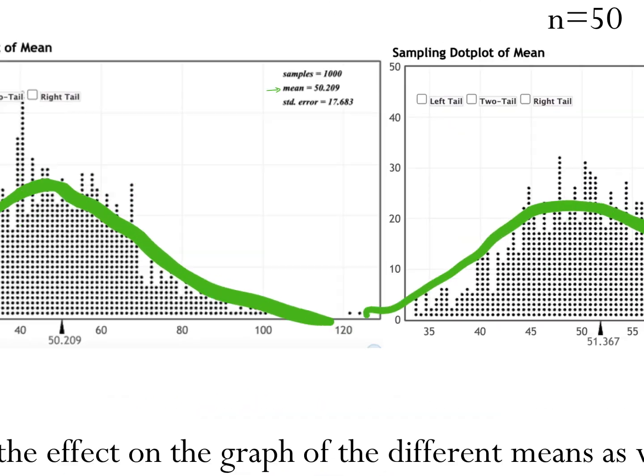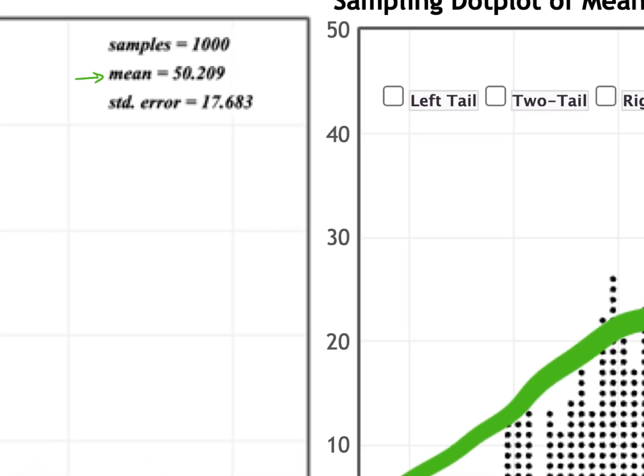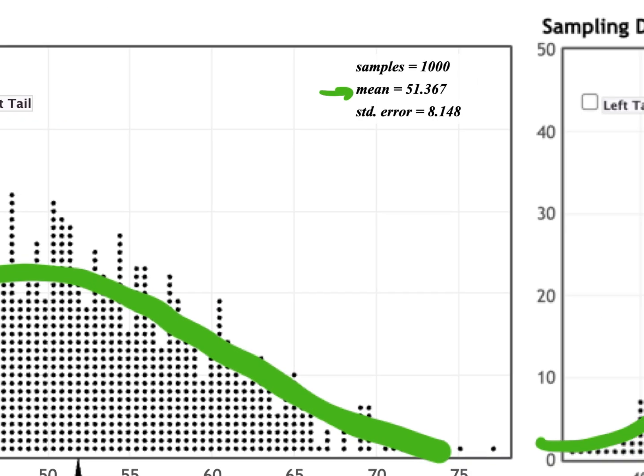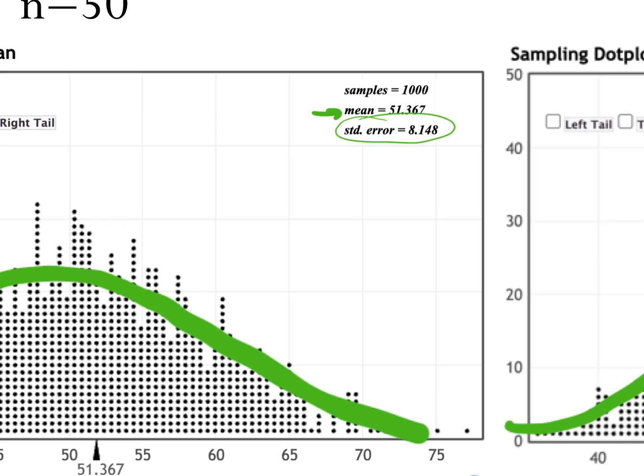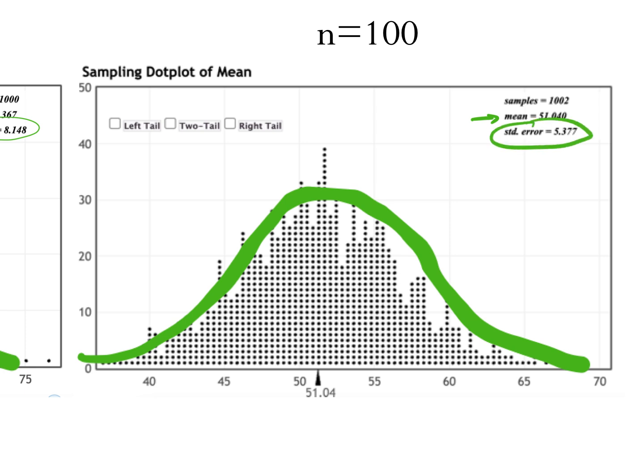Lastly, this one, the standard deviation of these is called a standard error. It goes from 17 to 8 to 5. So as my sample size increases, all my sample means are closer to each other, which means the overall standard deviation goes down.